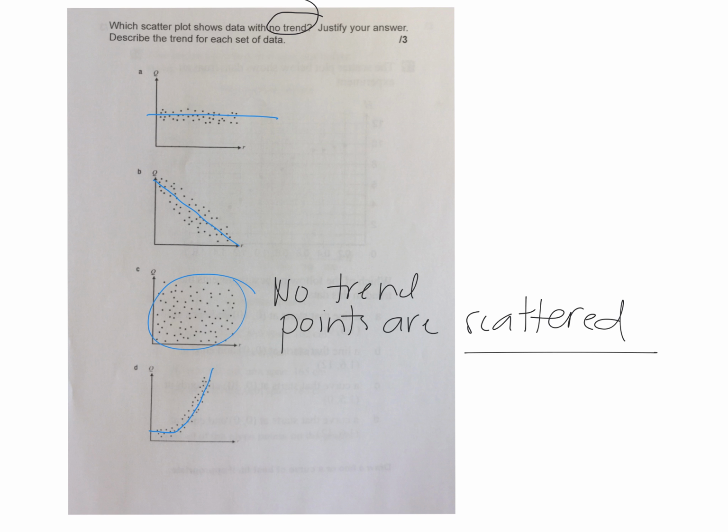Yes, that's correct, but you didn't describe the trend in the other ones. I said scattered. B, what type of trend is B? Good, so let's write that down. B is downward, negative trend. There is a trend for B. It's downward, negative, yes. For C is no trend.